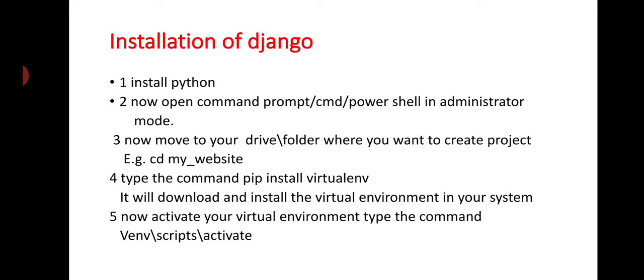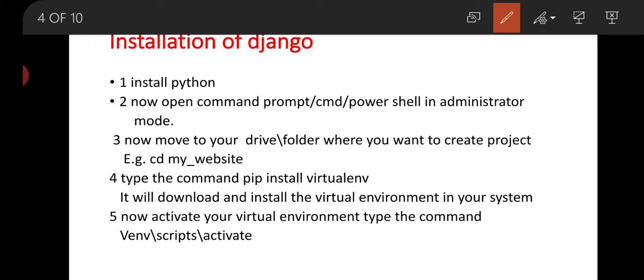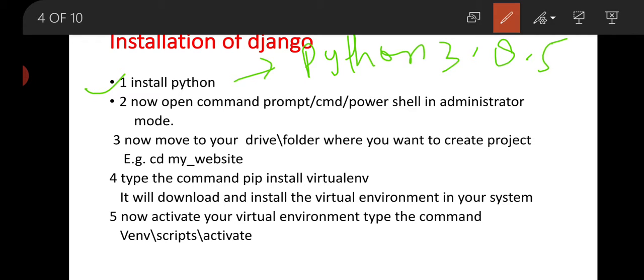Now, installation of Django. How to install Django? I have already explained in our practical classes, but see it step by step in these classes. First of all, you have to install Python. जो भी आपका पाइथन का लेटेस्ट वर्जन हो, suppose that at this time it is Python 3.8.5, whichever is the latest version. First of all you have to install Python. Then open your command prompt, that is cmd prompt or PowerShell, in administrator mode.